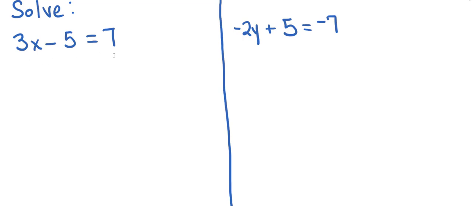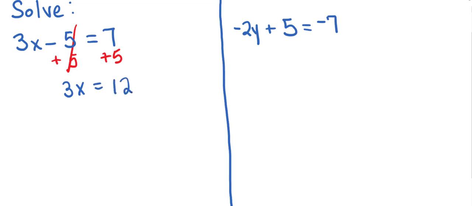So here is our first one. There's no simplifying on either side. So we go on the side with the x, and we're going to take off anything added or subtracted to the x first. So 5 is subtracted. We're going to add a 5 to both sides. Clean up. It says 3x. Bring your equal straight down.